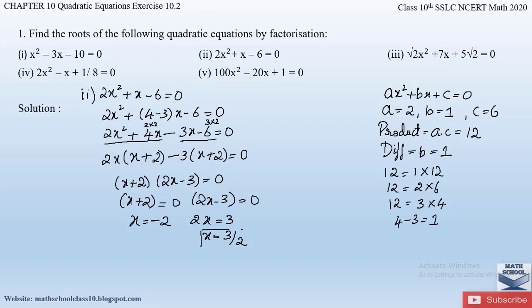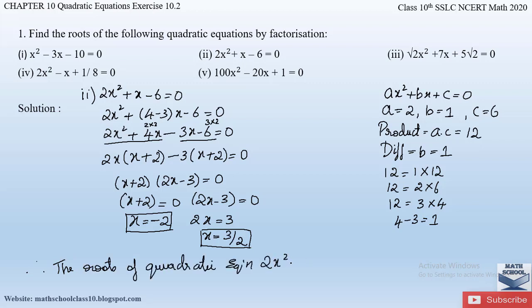So these are the two roots we got for the quadratic equation. So therefore the roots of the quadratic equation 2x square plus x minus 6 is equal to 0 are x is equal to minus 2 and x is equal to 3 by 2.